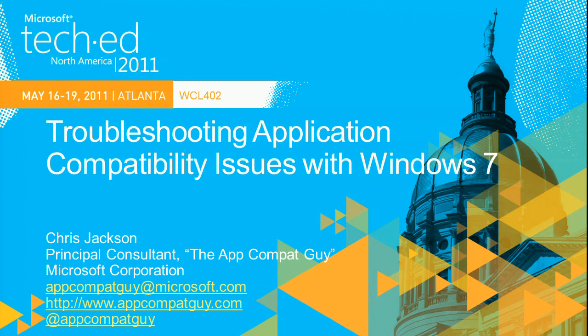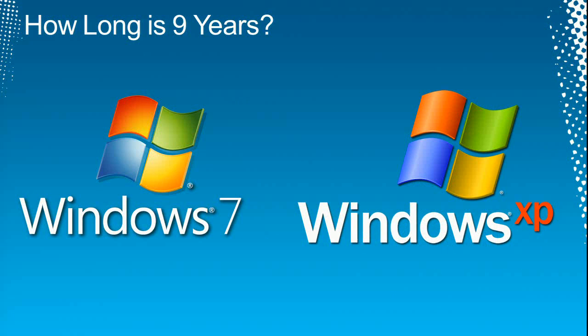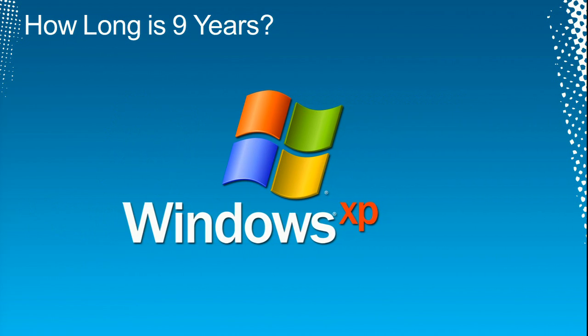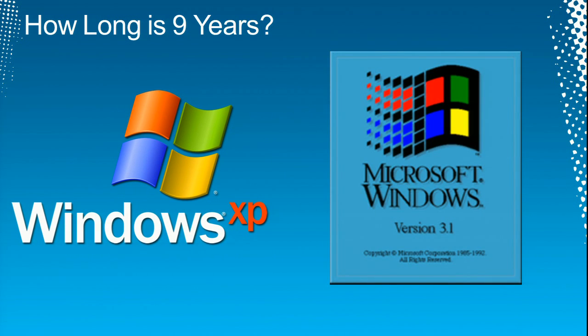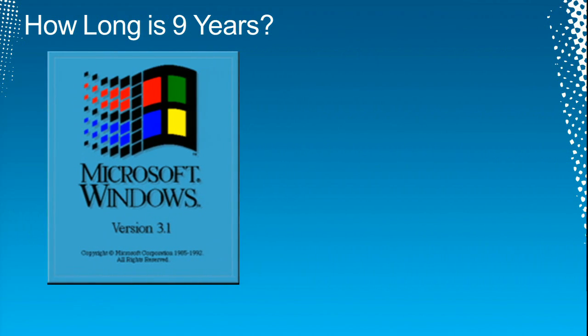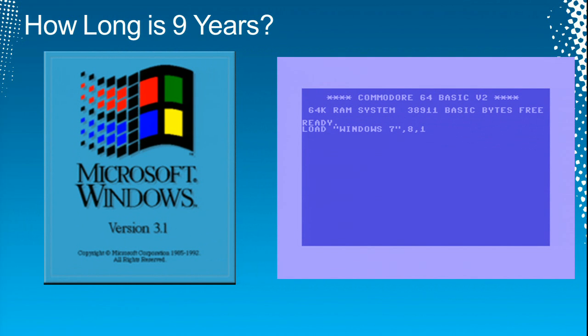So before we begin, how many of you are still using Windows XP? So that's nice and fresh. 9 years really isn't that old. If we think, Windows XP to Windows 7, that's about the same, in the same way that Windows XP was about the same as Windows 3.1. They were 9 years apart, in the same way that Windows 3.1 was about the same as the Commodore 64, also about 9 years apart.